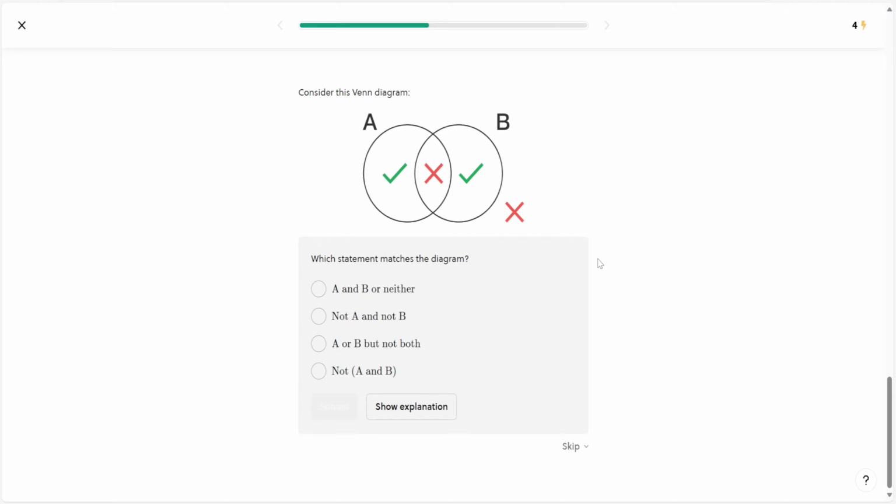Right, which statement matches the diagram? A and B or neither? Well, it can't be that. Not A. Well, it can't be that. A or B, but not both. Well, it's clearly that then.